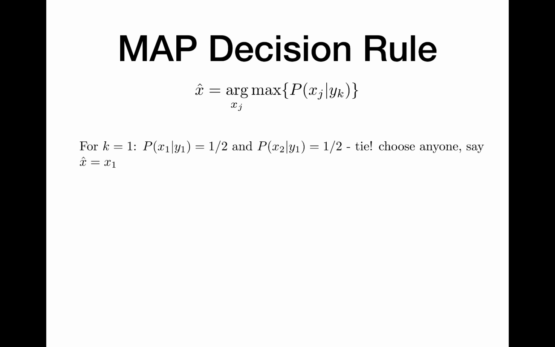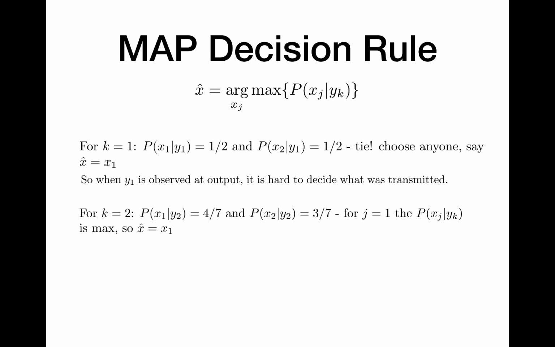So you say that x1 was transmitted without any choice. So when y1 is observed at the output, it is hard to decide what was transmitted. Now let's say for k equals 2, which means that y2 is observed at the output. In this case you have to find the probability of x1 given y2 and the probability of x2 given y2, and find out for which value of x, either x1 or x2, I have the maximum probability.